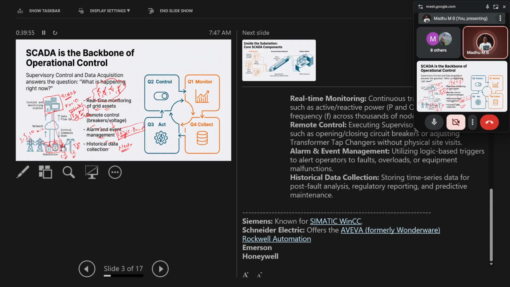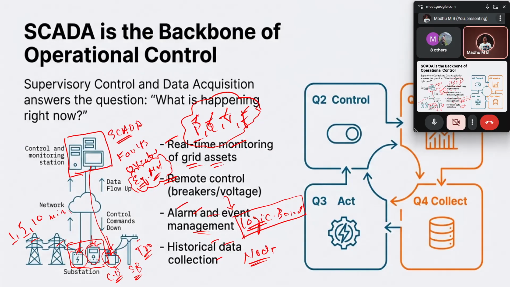Okay, if you ask who the major OEMs are, we call them OEMs, original equipment manufacturers, right? Basically, we have Siemens, ABB, and Rockwell Automation, and there are many other OEMs who design and provide the SCADA systems, right? Okay, fine.